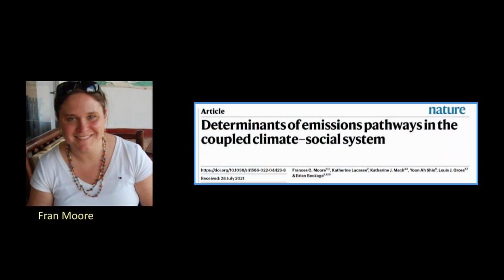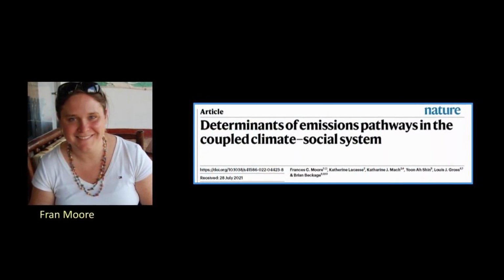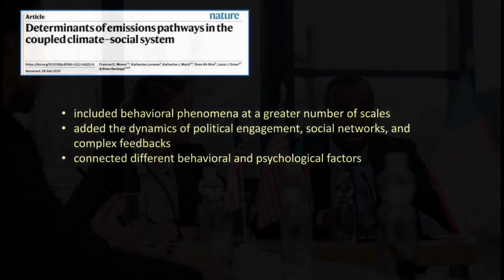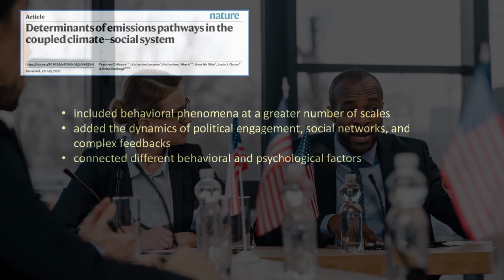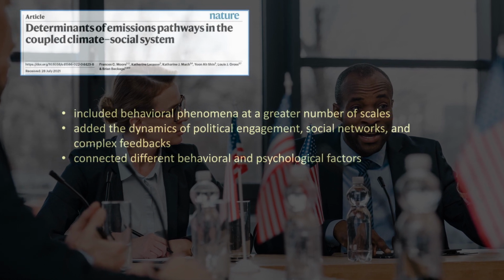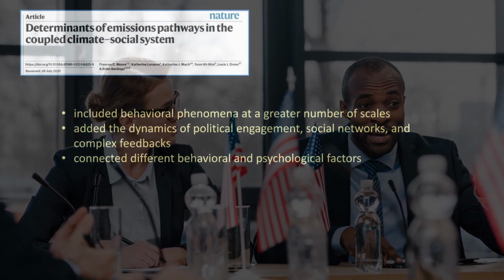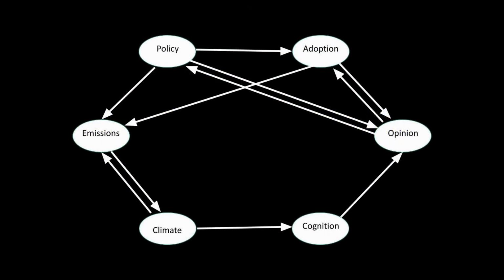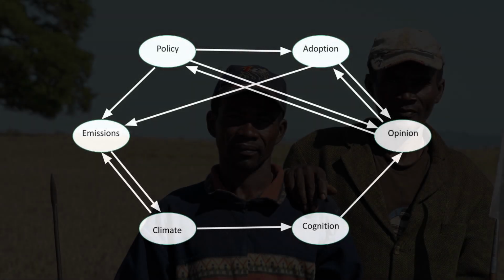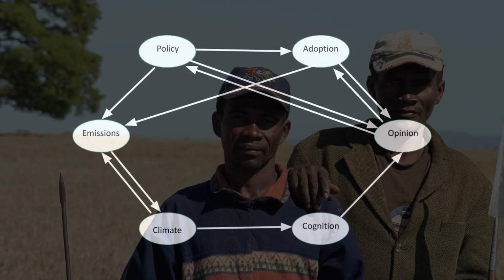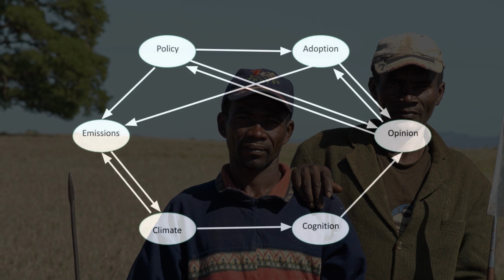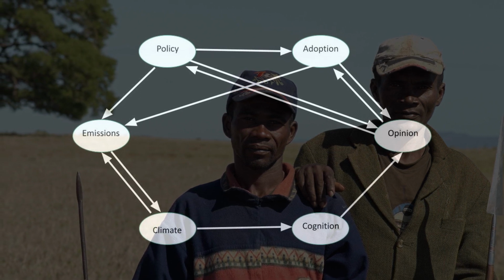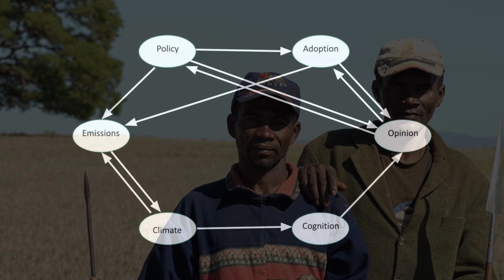A more recent coupled modeling approach by many of the same authors has expanded the previous approach to include behavioral phenomena at a greater number of scales by adding the dynamics of political engagement, social networks, and complex feedbacks connecting different behavioral and psychological factors. They represented the complex coupled social, political, behavioral system with this diagram where each circle represents a component of the model, standing for a different aspect of the system, and each arrow represents a mathematical model of the ways in which the components influence one another.